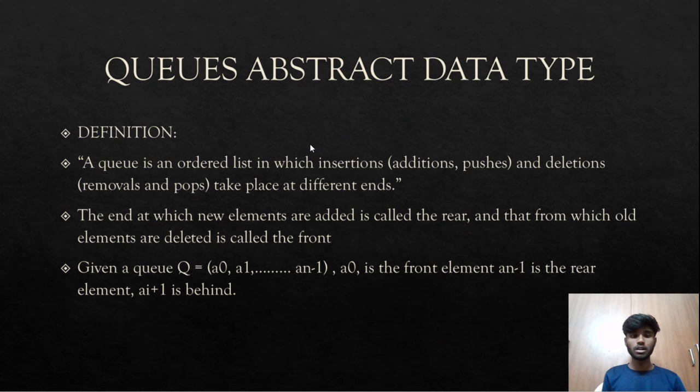A queue is an ordered list in which insertions (push) and deletions (removal, pop) are placed at different ends. The end at which new elements are added is called the rear, and that from which old elements are deleted is called the front. Given a queue equal to a0, a1, and so on to a n minus 1, a0 is the front element, a n minus 1 is the rear element, and a i plus 1 is the element behind a i.